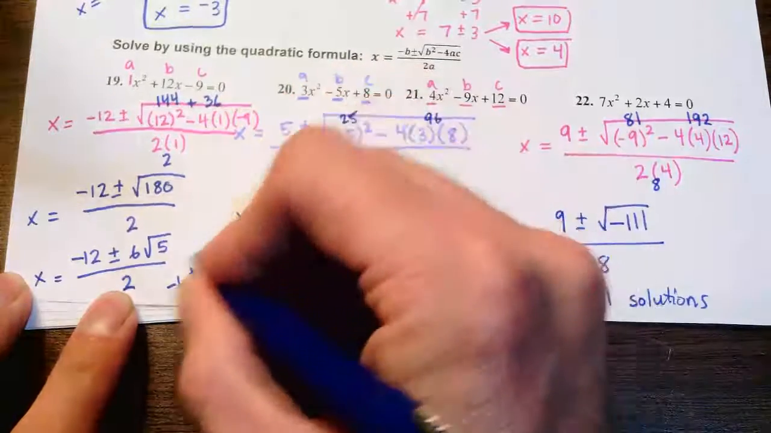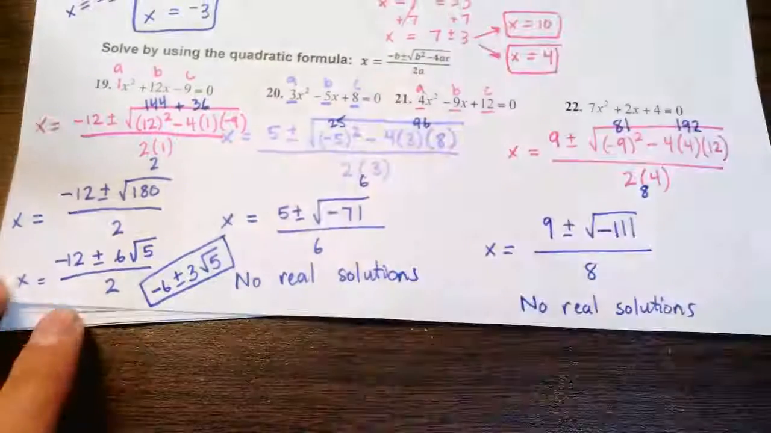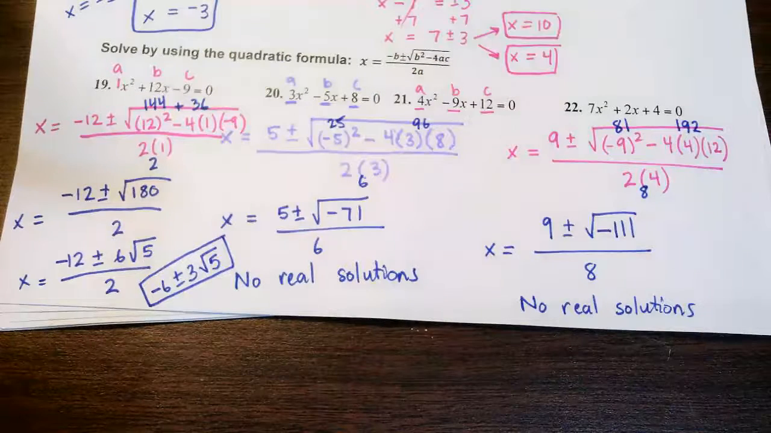So a lot of times you would see this answer written this way: -6 plus or minus the square root of 5. It's not the most beautiful answer, and you could use a calculator if you wanted to get a decimal approximation of those two solutions. But for us, we're just going to leave it that way. That is an exact answer.